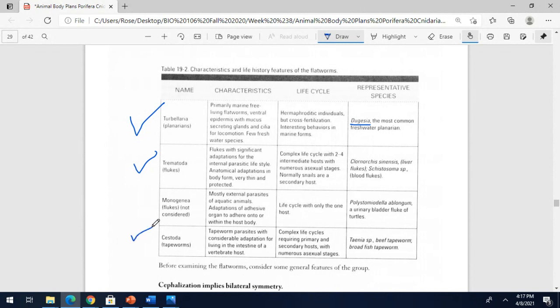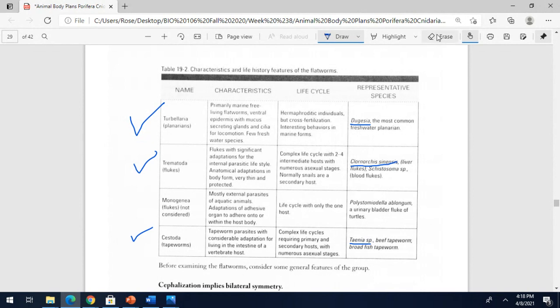But we'll talk about the Cestoda, which consists of the tapeworms. So tapeworms are really flat. But when you see the flukes, some of them look flat, but not totally flat. Now, our example species for tapeworm Cestoda is Taenia. All right, so these are the things that we need to focus on.